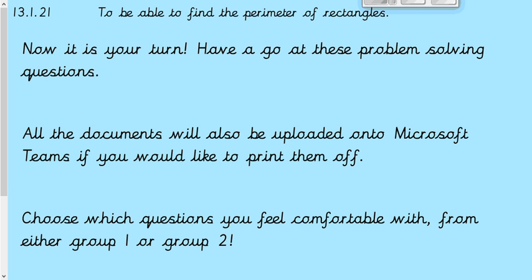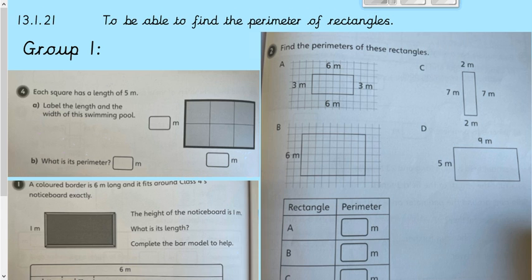So they're also all uploaded to Microsoft Teams. So if you'd rather print them off, then that's fine. They're also on a PDF and I've uploaded it onto Microsoft Teams. If you want to go and find that, it will be on there for you. But if not, then here are the questions. So I'll go through each one and then you can pause it, work them out, and then I will also be going through the answers in the video as well. So here are the questions for group 1. I'll just scroll down. So there we go. If you want to pause it, if you're doing group 1, you can go through these questions.